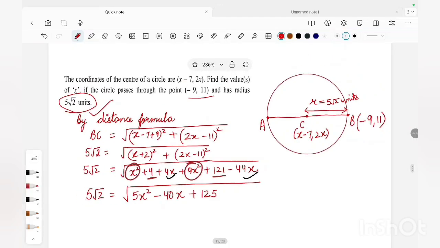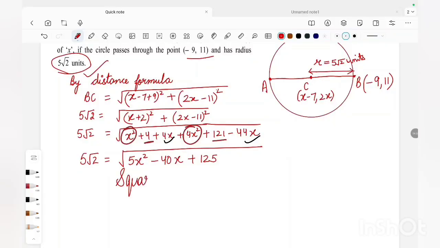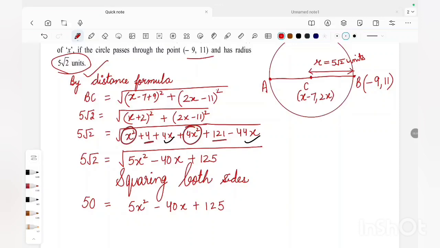Done. Now how can we conclude the answer? Squaring both sides, we will get 5 root 2 square. 5 5 is 25, 25 root 2 square is 2, so it's 50 equals to 5x square minus 40x plus 125. Done. Then what we will get? 5x square minus 40x plus 125 minus 50 equals to 0. 5x square minus 40x plus 75 equals to 0.